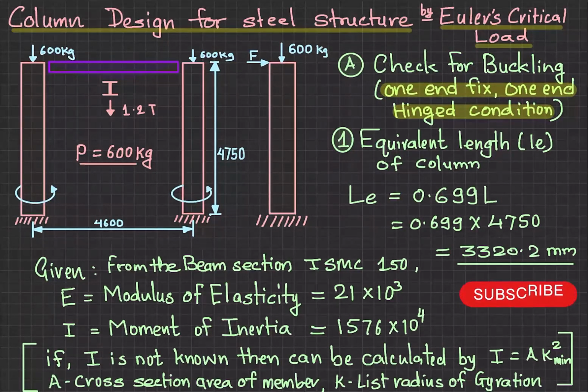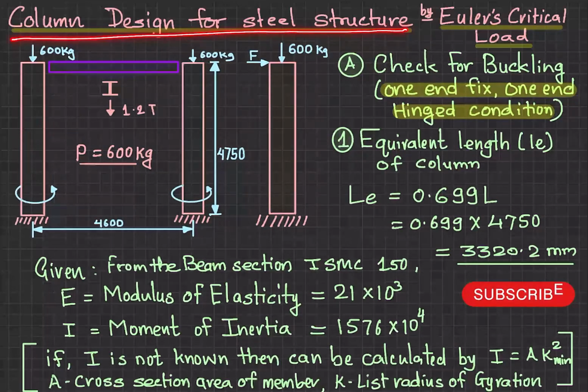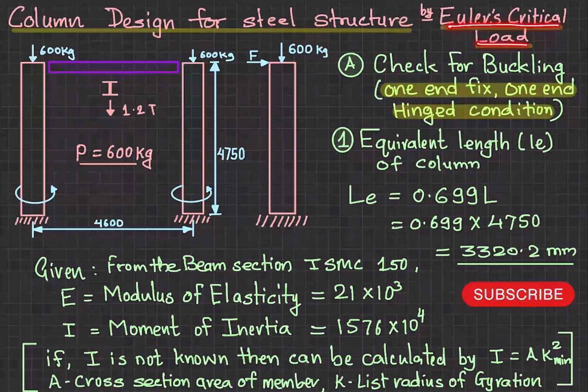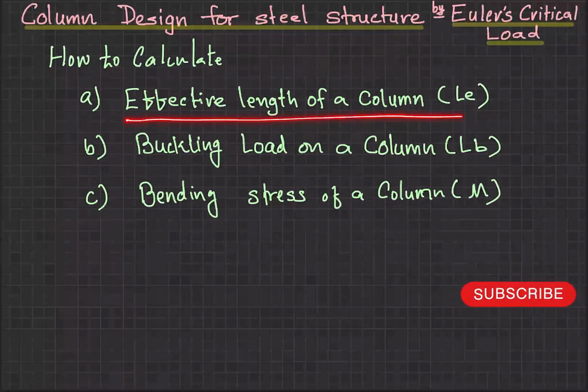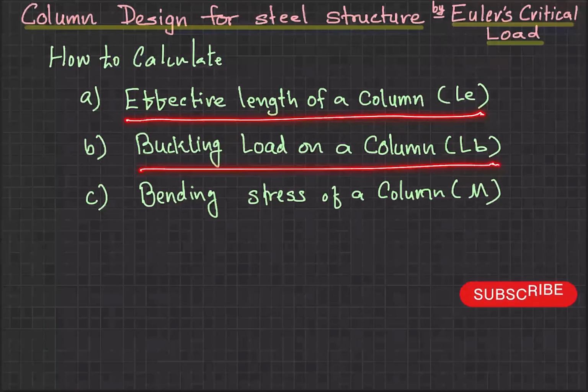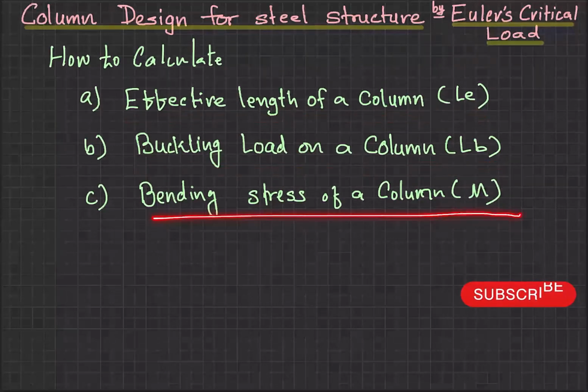Today we are going to see how to design a column. So here we are doing a column design for steel structure by Euler's critical load formula. In this chapter we will learn how to calculate the effective length of the column LE, the buckling load on a column LB, and the bending stress of the column.